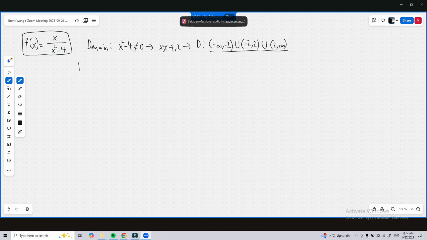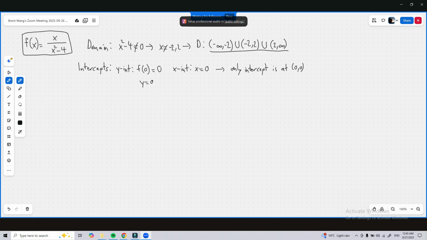Intercepts. The y-intercept is when x is 0, so f of 0 is just 0 here. And the x-intercept is when the numerator is equal to 0. That's just x equals 0. So I'll just say y equals 0 and x equals 0. There's only one intercept. The only intercept is at (0, 0), or the origin.